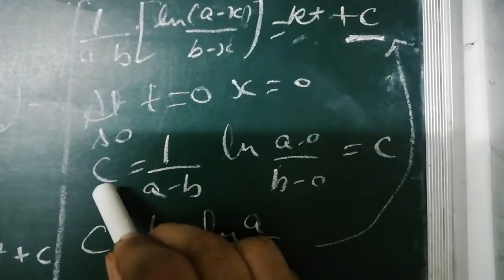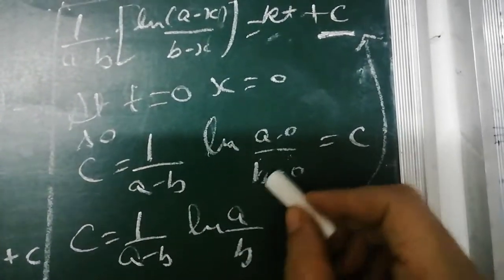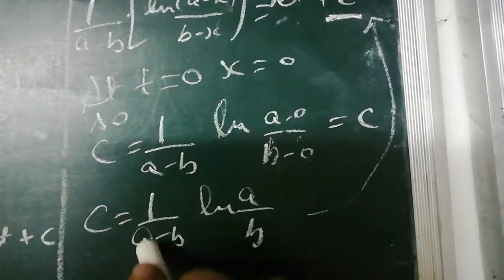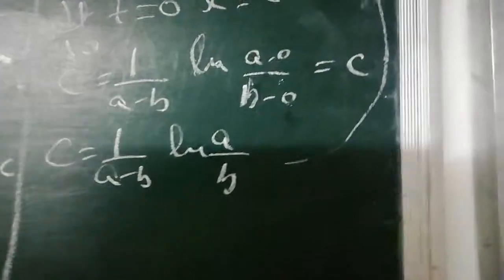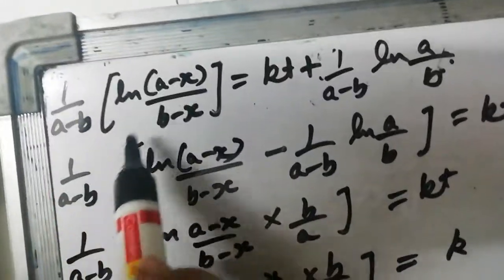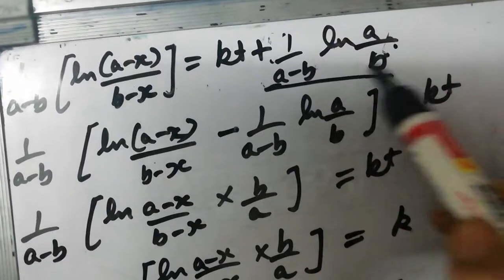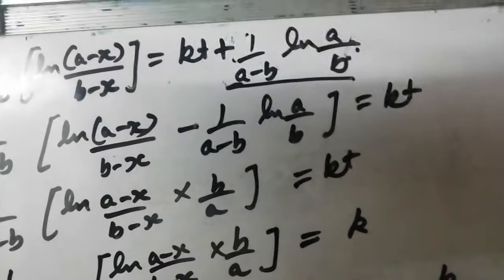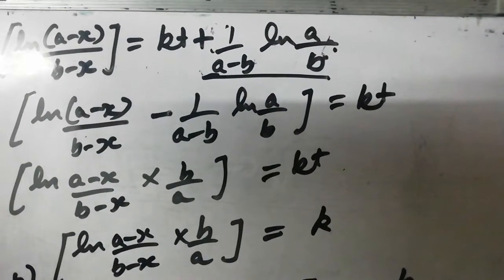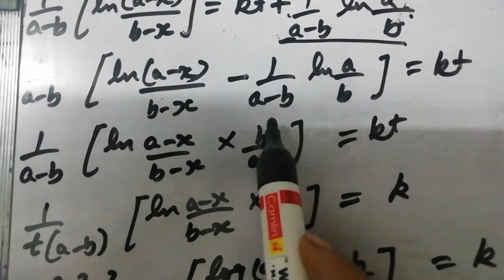So the value of c is equal to 1 upon a minus b times ln of (a minus 0) over (b minus 0). So the value of c is 1 over a minus b into ln of a divided by b. Coming to the next step, 1 over a minus b ln of (a minus x) over (b minus x) is equal to kt plus, this is the value of c which we have put in equation number 2, plus 1 over a minus b into ln of a divided by b. So solving this equation, this is the next step.